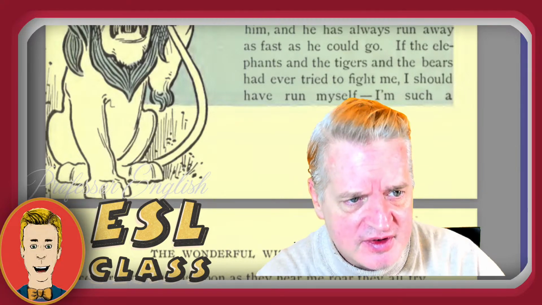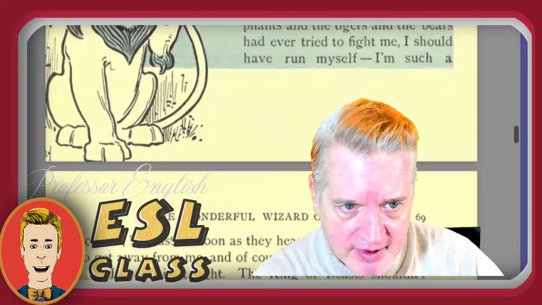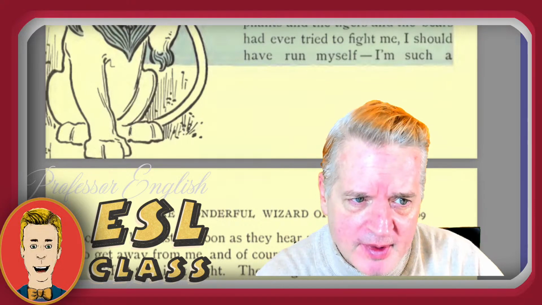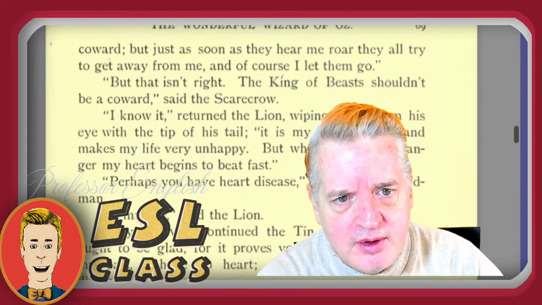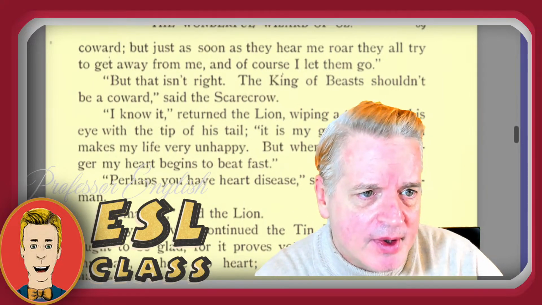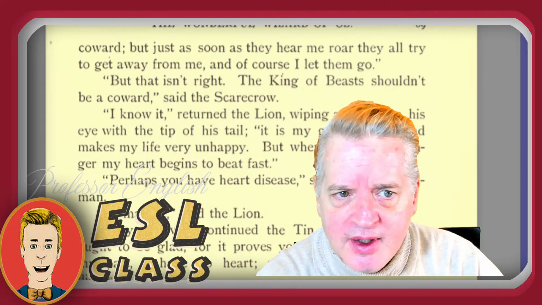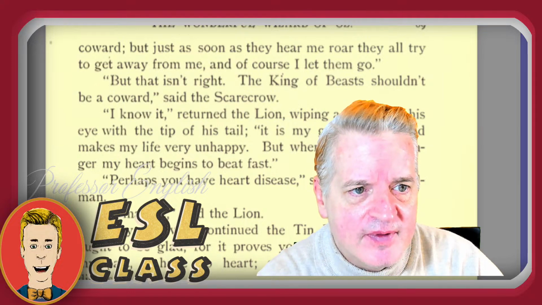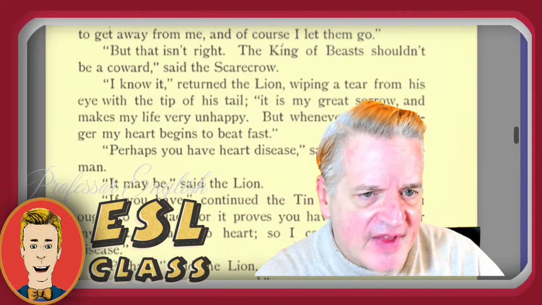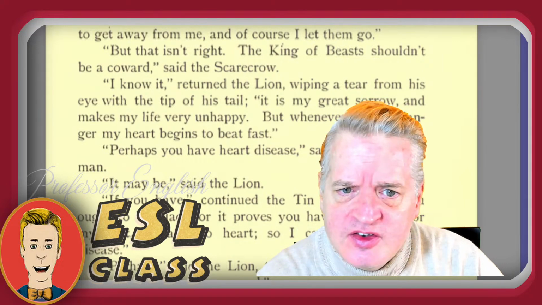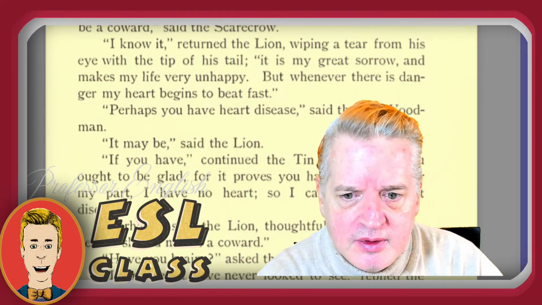If the elephants and tigers and the bears had ever tried to fight me, I should have run myself. I'm such a coward. But just as soon as they hear me roar, they all try to get away from me, and of course, I let them go." "But that isn't right. The king of beasts shouldn't be a coward," said the scarecrow. "I know it."